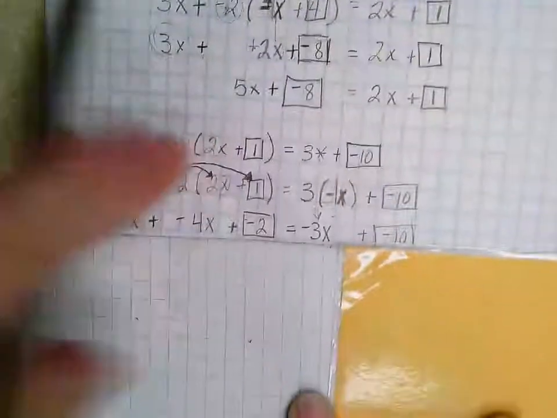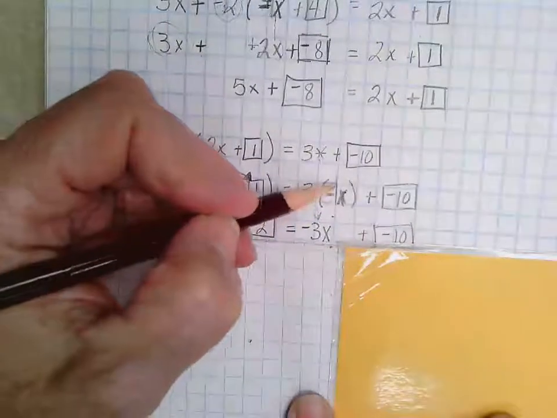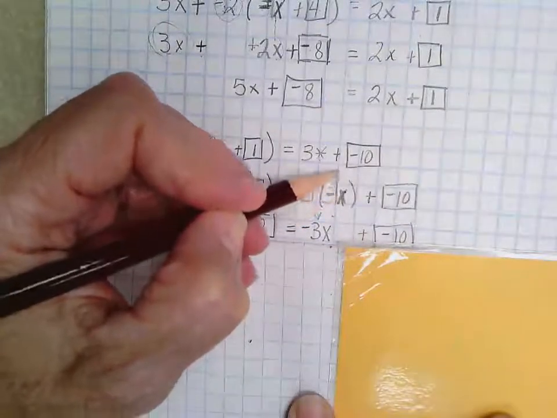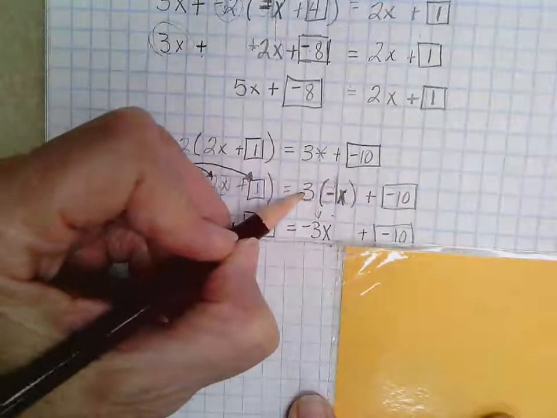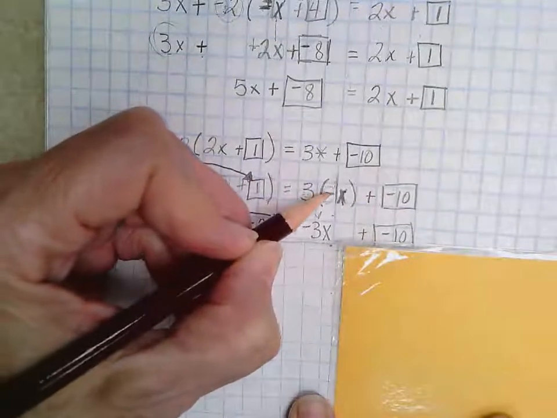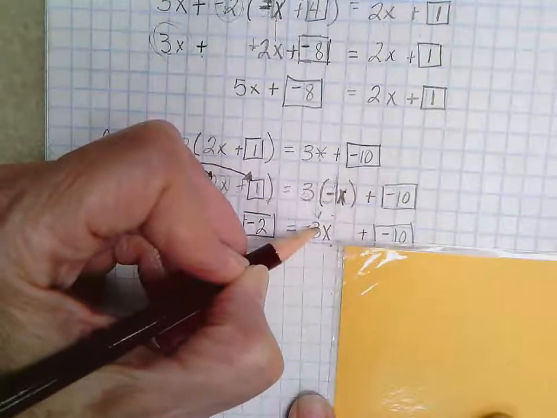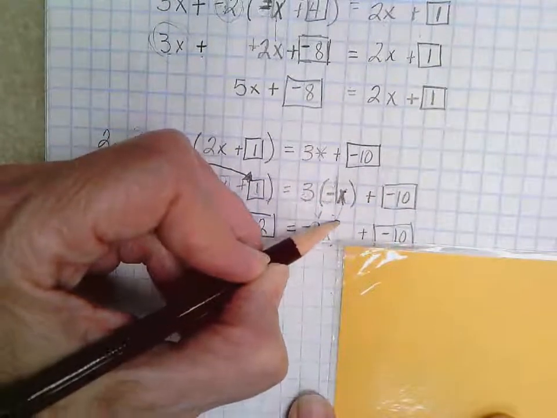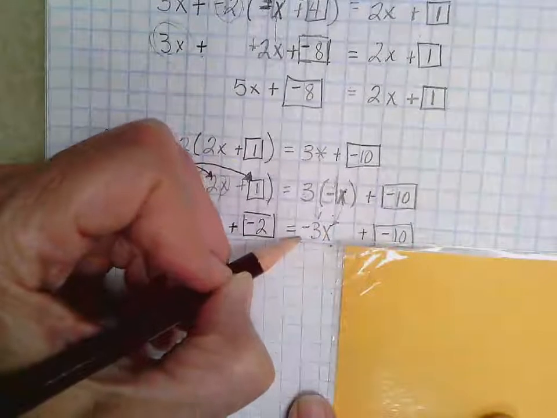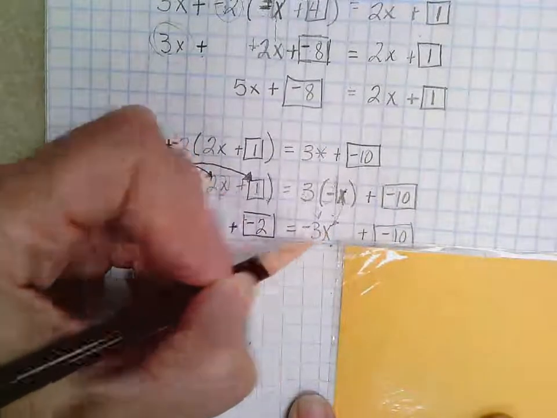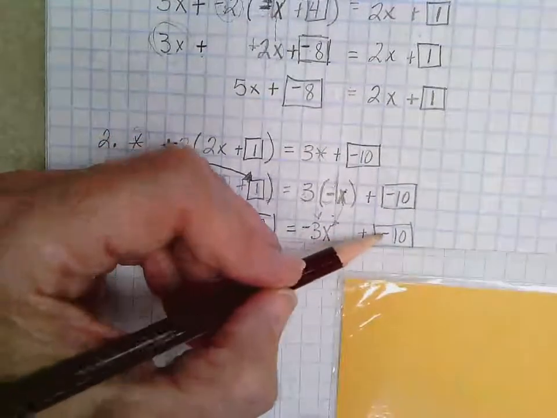Now, right here, when I drew in that little 1 there, I can see that a positive 3 times a negative 1 is a negative 3, and the x comes along for the ride. So this is a negative 3x plus negative 10.